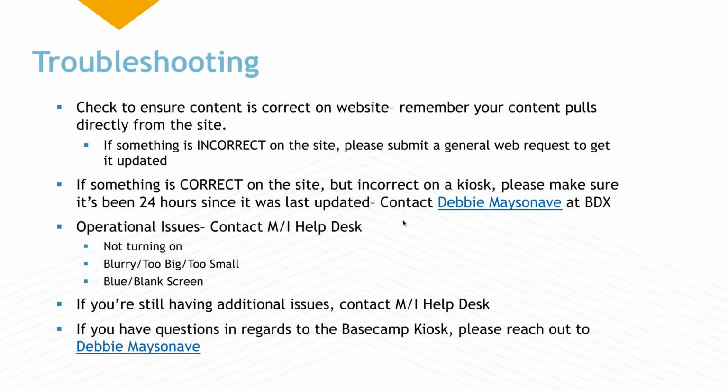So for troubleshooting, these are kind of the most common things that we hear and see. We just wanted to point you in the right contact direction of who to reach out to. The first thing, obviously, check to ensure all your content is correct on the website. Remember, all of the content from the kiosk pulls directly from the site. So if something is incorrect on the site, that's going to be a general web request that you can submit, and then we will get that updated, and the kiosk should then pull that through within 24 hours.